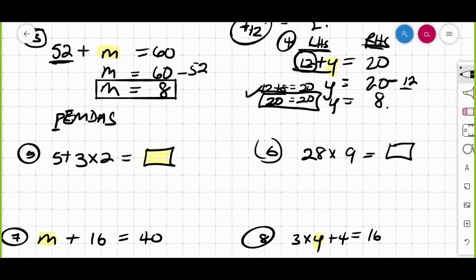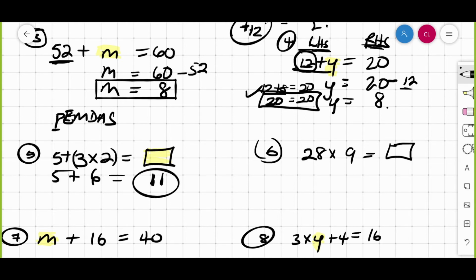PEMDAS: parentheses, which is the same thing as brackets. If you see brackets, work brackets. If you don't see brackets and you must put them in, put in brackets. Then exponents, then multiplication, division, addition, and subtraction. So by right, we should bracket off these first. And then 3 twos would be 6, 6 and 5. And this would be how you got the 11.